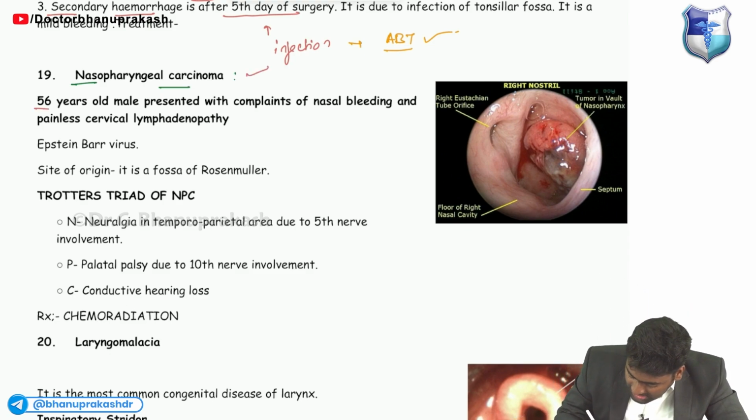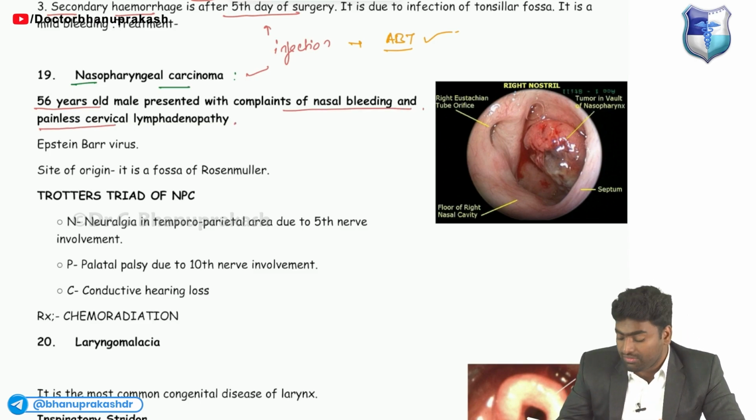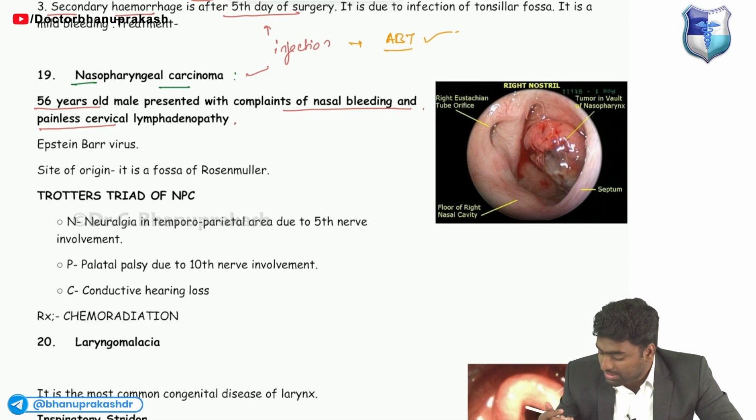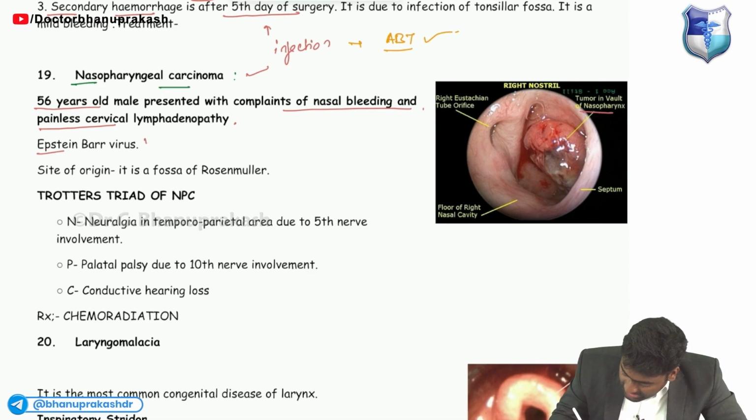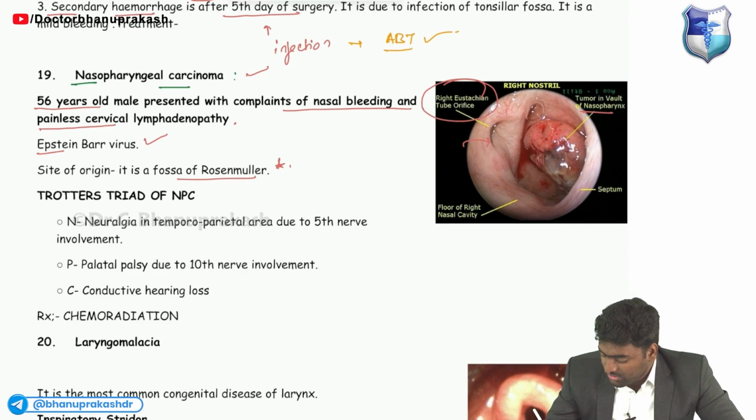So there is a 56-year-old male who is complaining of nasal bleeding. On examination, we will be able to see painless cervical lymphadenopathy. And we know that nasopharyngeal carcinoma originates from the fossa of Rosenmuller. This is the eustachian tubal opening, and this is the fossa of Rosenmuller, where this tumor of the nasopharynx occurs.